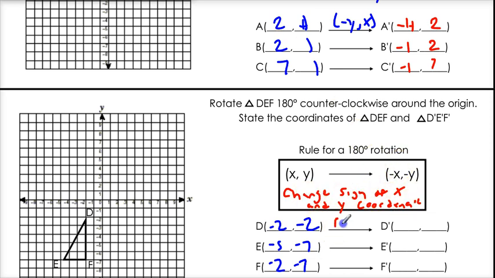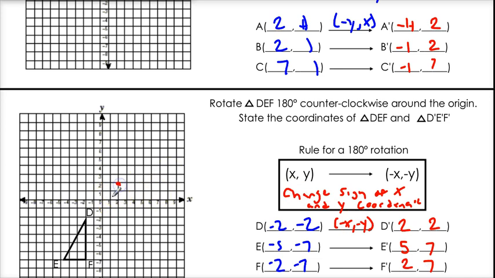It's negative X, negative Y. So I'm going to change both sides. So if this is negative, negative, well, now they change. I'm going to change both sides. So it's going to be +2, +2. This is -5, -7. I'm going to change both sides. It's 5, 7. And -2, -7, I'm going to change both of these sides. It's 2, 7.